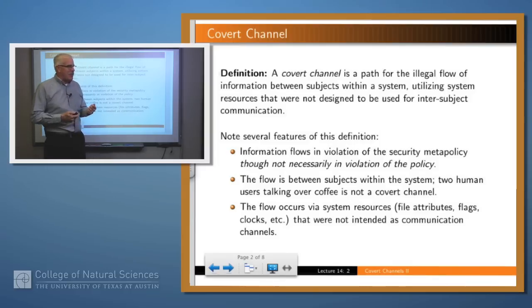And then the third thing is, how does the flow occur? Well, it occurs by the high-level subject manipulating some attribute of the system that a lower-level subject can see. That attribute will not be the contents of the file. If you could modify the contents of a file and then have the lower-level user see that, well, that would just be in violation of either simple security or the star property, and that would be in violation of the policy. We're talking about something a little more subtle here.